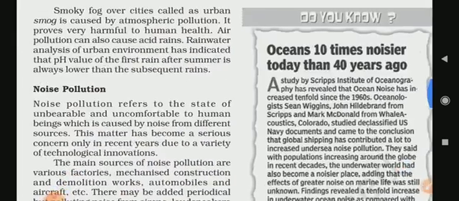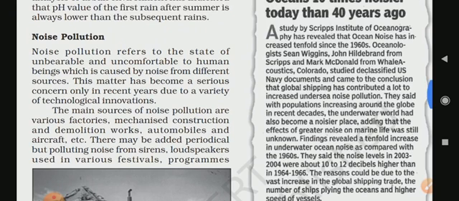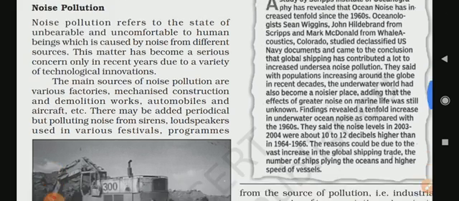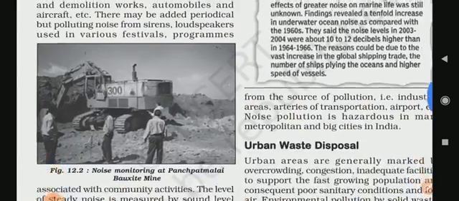Now next is noise pollution. Noise pollution refers to the state of unbearable and uncomfortable sound to human beings, which is caused by noise from different sources, like many vehicles running on the road. Okay, many transportation systems. Even in factories, when machines work in factories, the noise continuously comes from the factories and industries, so it also can be noise pollution, right?